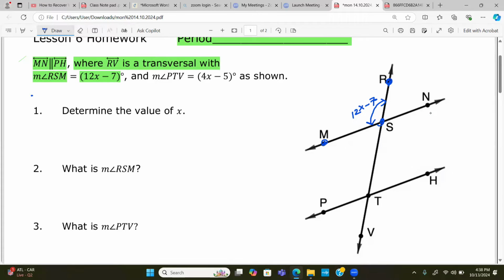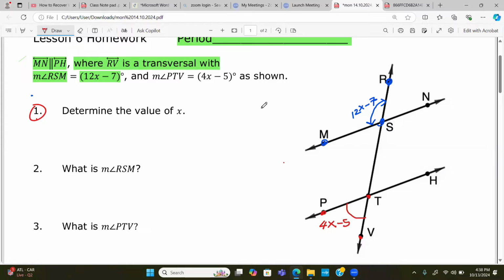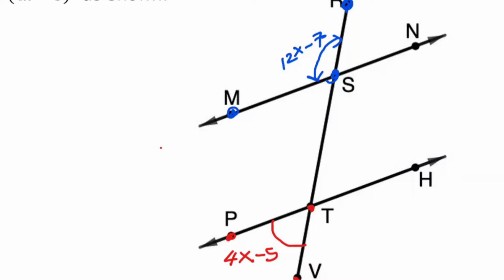All right, so we also got the measure of angle PTV. So you want to mark that angle as well, from P to T to V, PTV. So the angle is right here. The measure of that angle was given as 4x minus 5. Can you determine the value of x? Definitely, we can determine the value of x by pairing the two angles that we have and then see the relationship between them. Now, let's take a look at what's given.